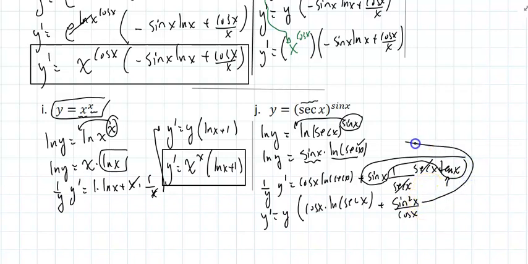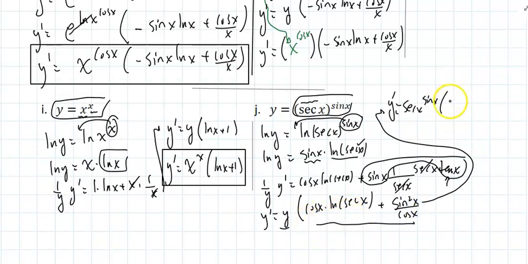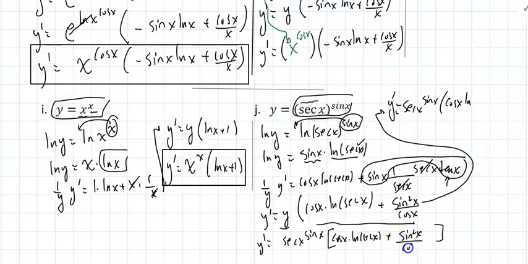And I could say y prime equals, initially y was this mess, times all of this. No, you know what? I'm better off writing it right here. Y was secant of x raised to the sine of x times all of this. Cosine of x times natural log of secant of x plus sine squared of x over cosine of x. And that would be pretty much it.